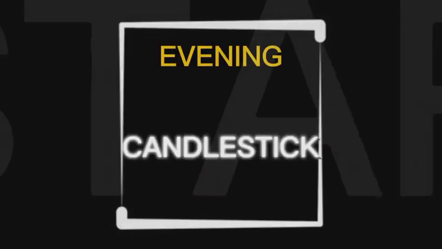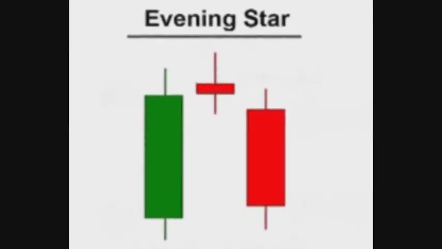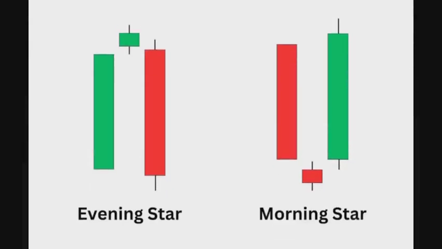Number 10. The evening star candlestick pattern. The evening star candlestick pattern is a 3-candle bearish reversal pattern that signals the potential end of an uptrend and the beginning of a downtrend. It is the opposite of the morning star pattern and is widely used in technical analysis to analyze selling opportunities.